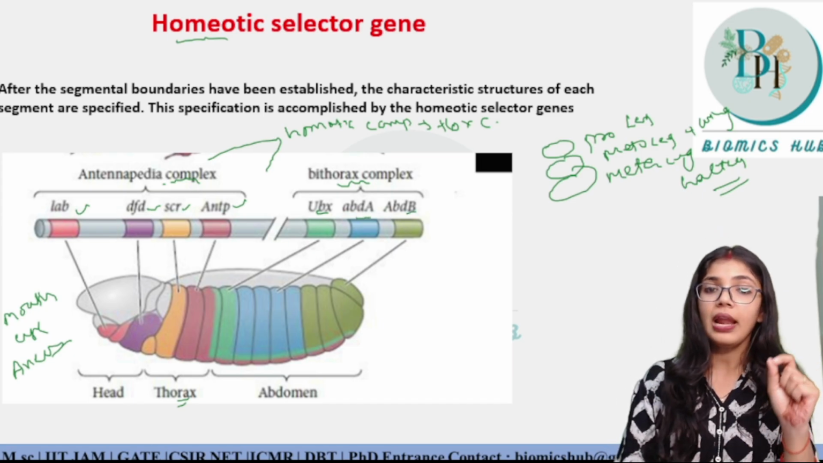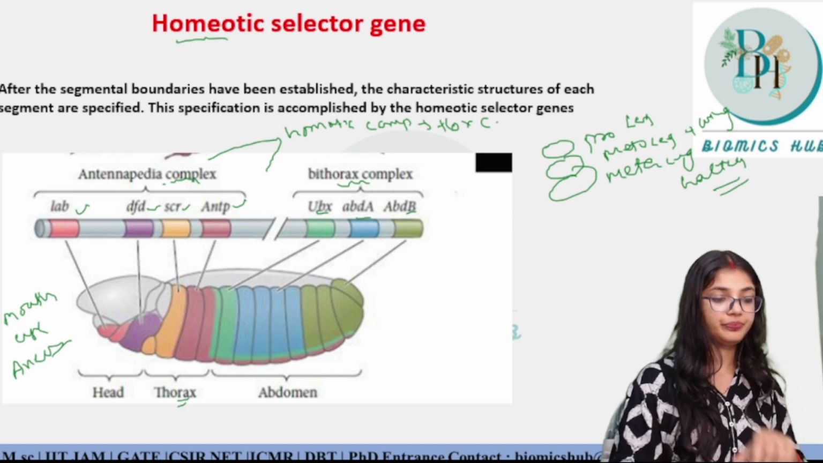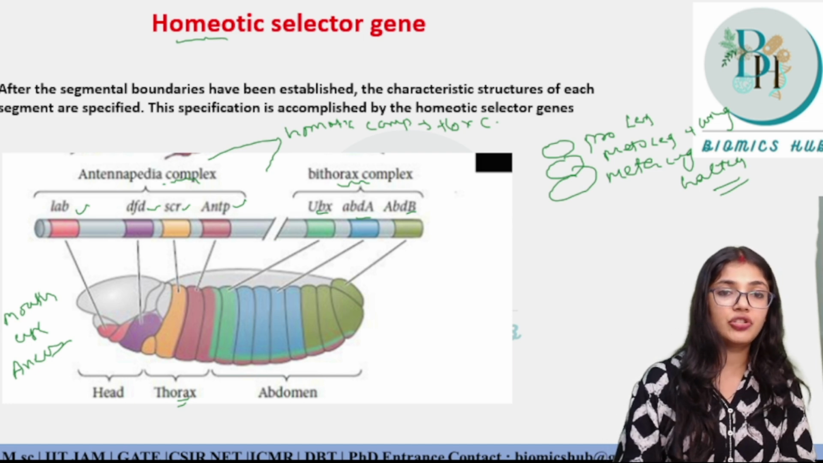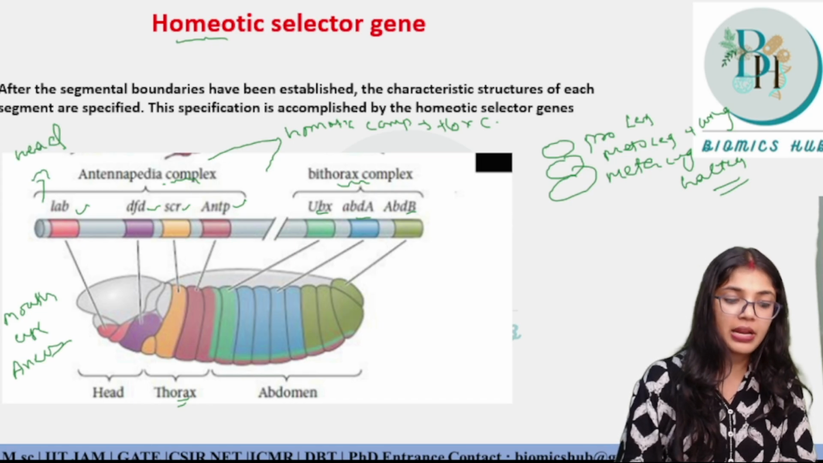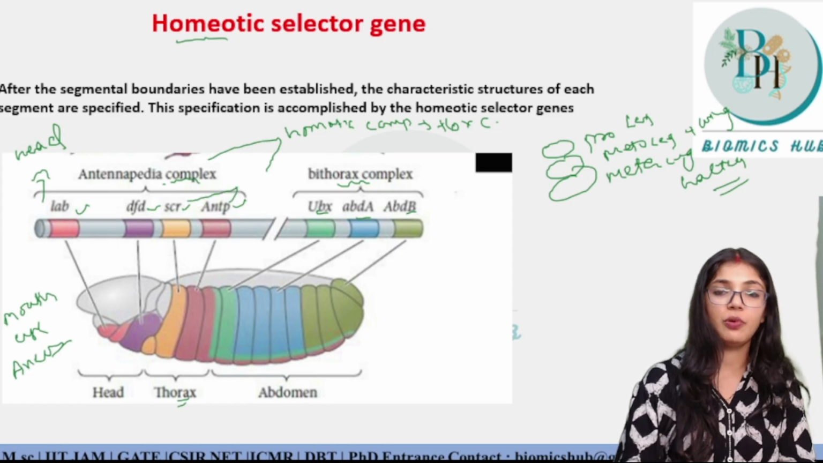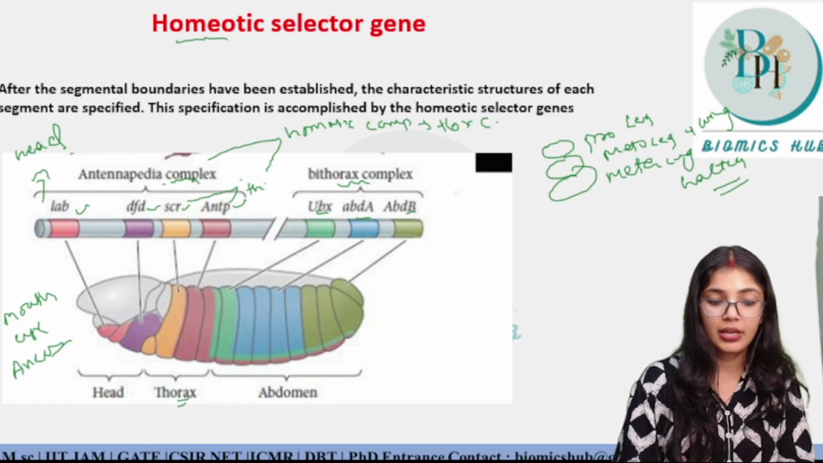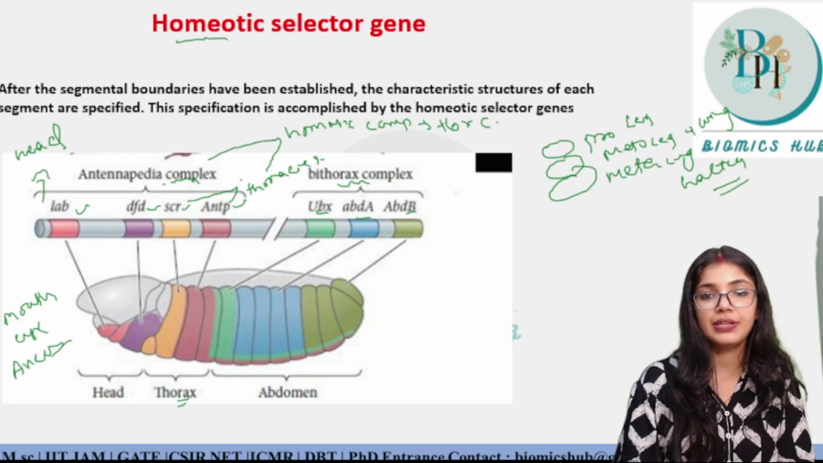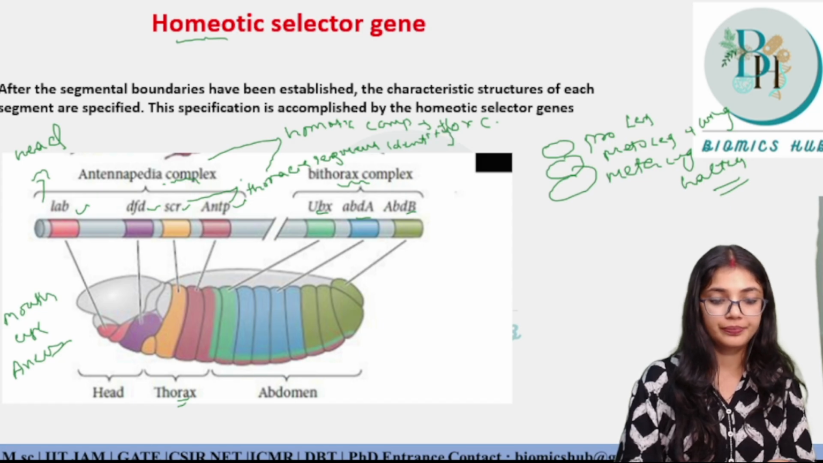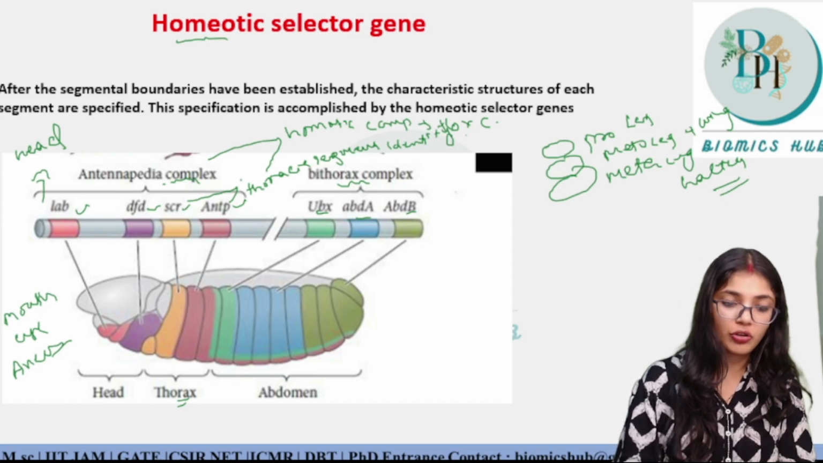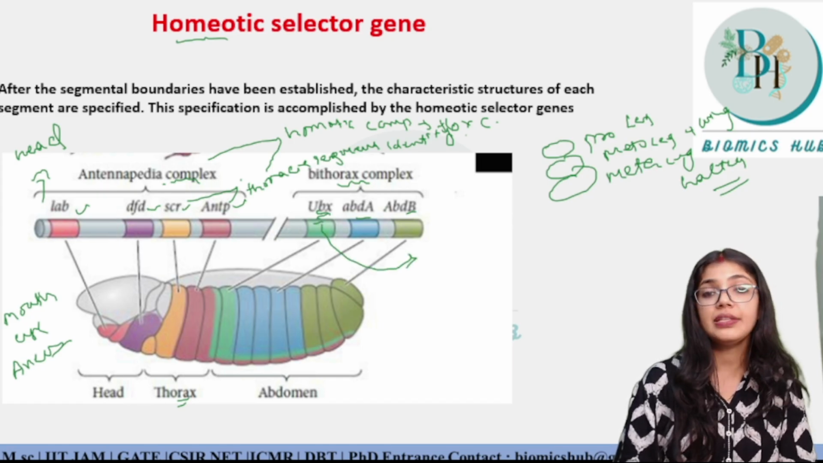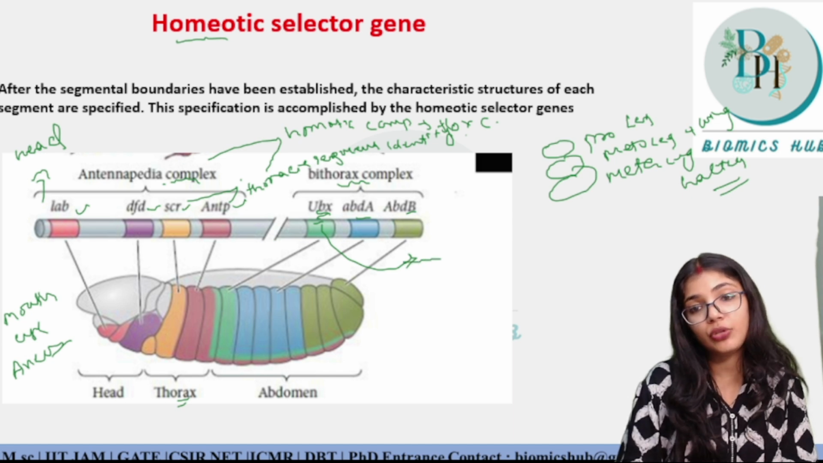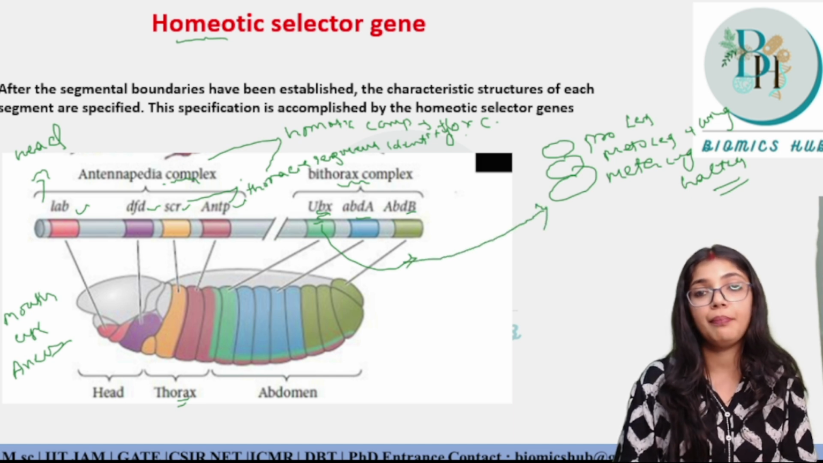These all have special functions. Labial is responsible for specifying the head segment. Antennapedia and sex-comb reduced are responsible for thoracic segment identity. Now next is the ultrabithorax. This ultrabithorax gene is responsible for giving identity to the third thoracic segment, that is the metathorax.